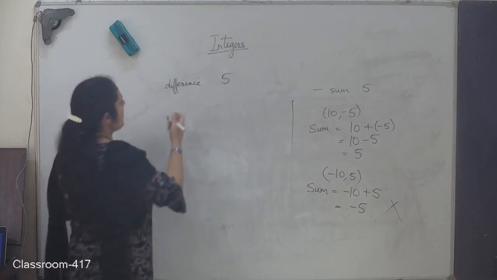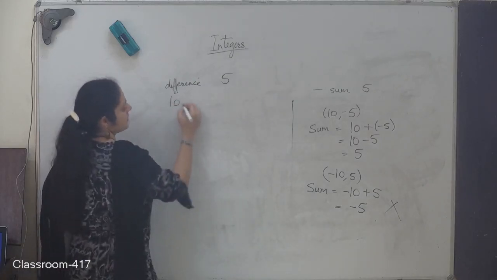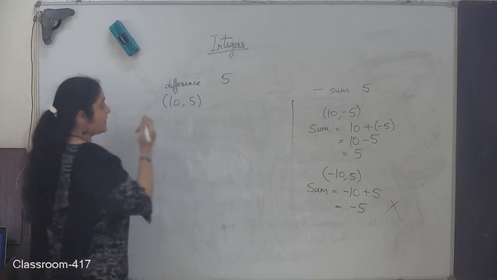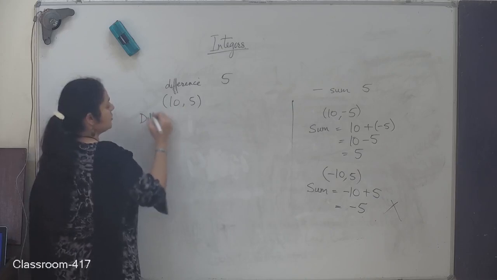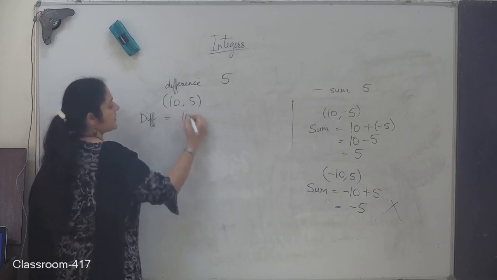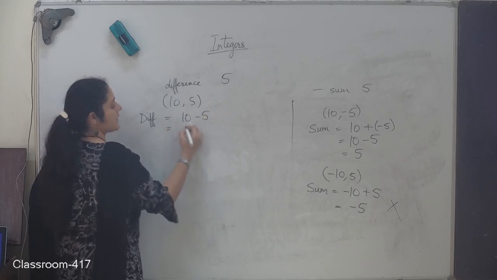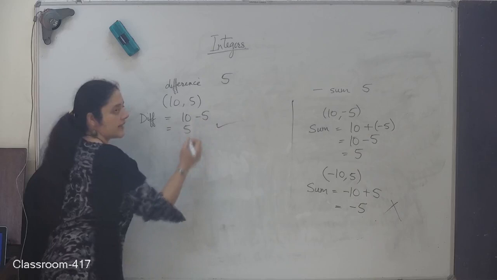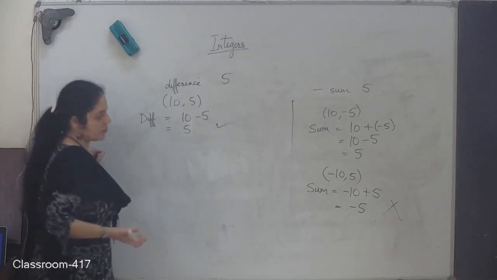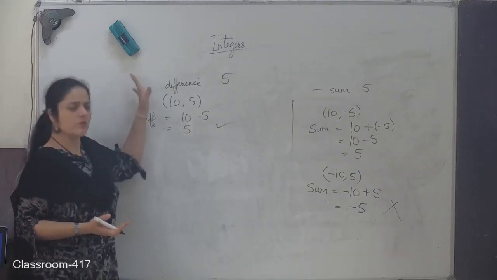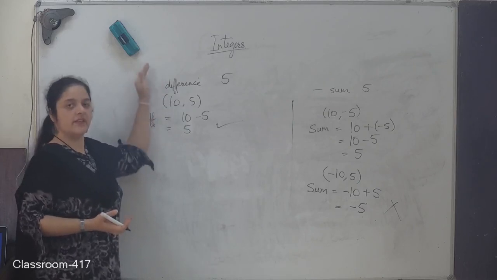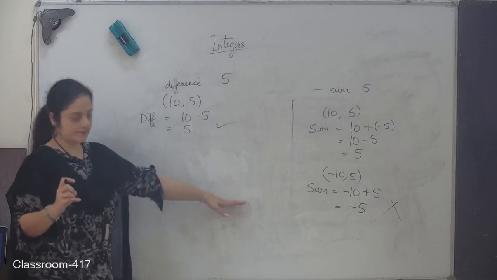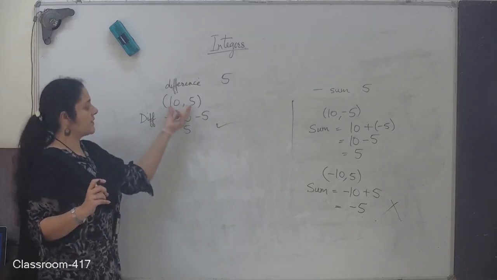Now, supposing I take 10 and 5 again. Here I want the difference. Difference means I have to subtract the two. So if I write difference is 10 minus 5, this comes out to be 5. Is this correct? Why did I get this minus sign? Because I want the difference, the subtraction. But children make so many mistakes in this. It is very, very important that you understand what is wrong and why it is wrong.